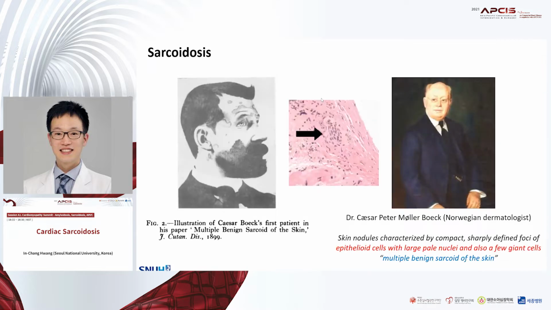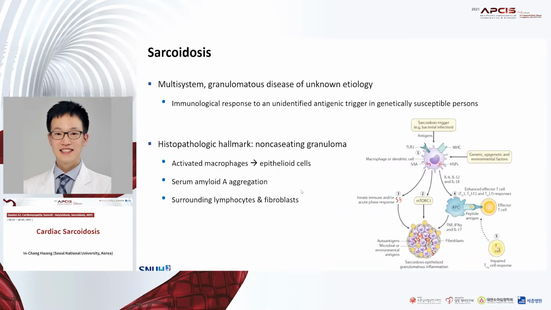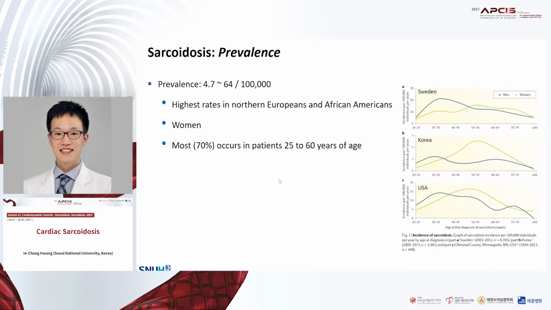Sarcoidosis was first reported in 1899 based on the histologic findings of a patient who demonstrated multiple benign skin nodules. It is a multisystemic granulomatous disease, and the immunologic response is the main etiology. The histologic hallmark is the non-caseating granuloma, which is a complex of activated macrophages, amyloid A aggregation, surrounded by lymphocytes and fibroblasts. The prevalence is estimated at about 5 to 60 per 100,000 persons, and it predominates in women and middle-aged persons.